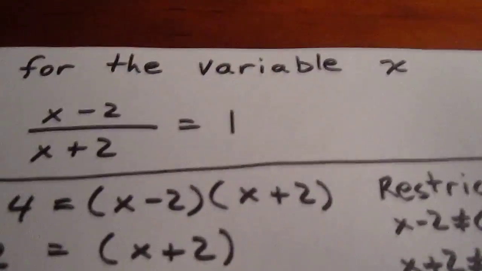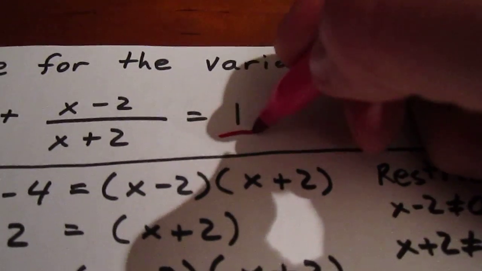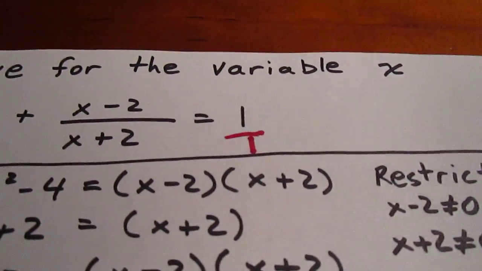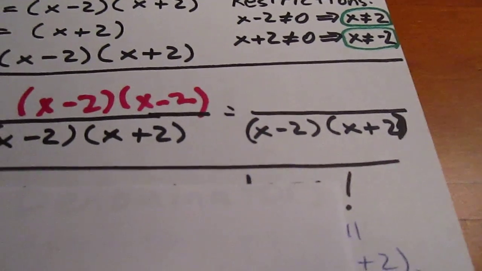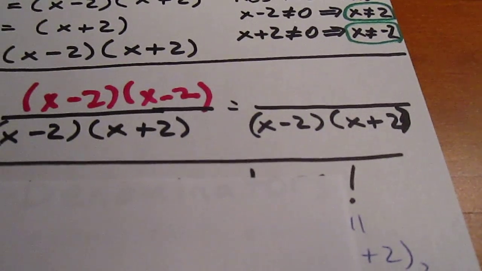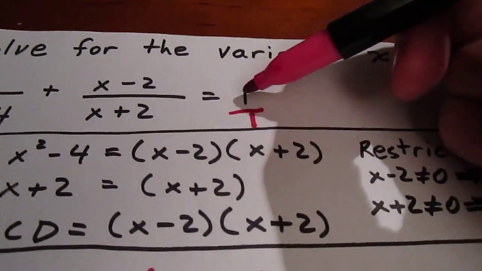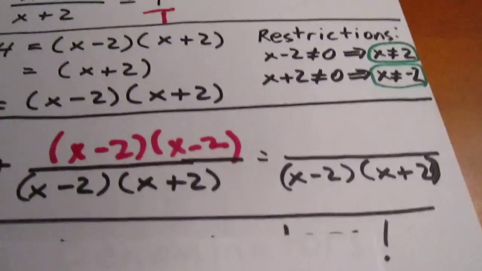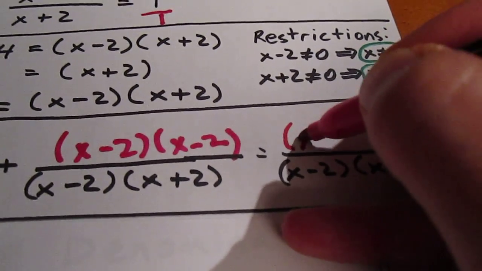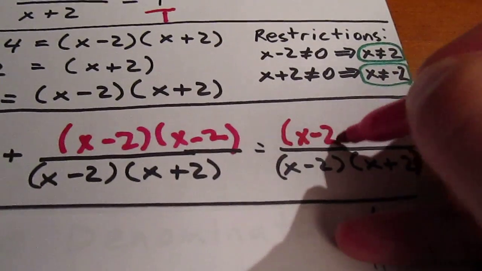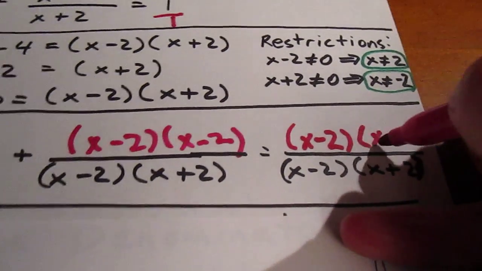And finally, here we have a denominator of 1. So what did we multiply 1 by to get the new denominator of x minus 2, x plus 2? The answer is we multiplied it by x minus 2, x plus 2. So what are we going to multiply the original numerator of 1 by? The same thing, x minus 2 and x plus 2. And so that becomes our new numerator, x minus 2 and x plus 2.